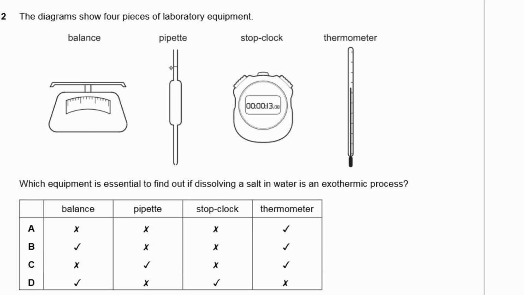Again, with the pipette, it doesn't matter how much of the water you use. So the pipette isn't really important. Stop clock, you just want to know whether the temperature goes up, not the time it takes. So that means the thermometer is the only thing that is essential to find out if dissolving a salt in water is an exothermic process. So that means the answer to this question is A. So it's not a balance, a pipette, a stop clock, but a thermometer is essential.